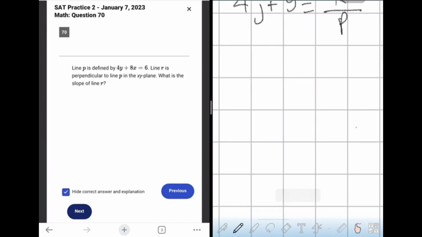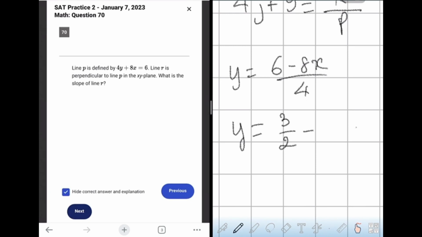We have the line P. We will put it in the right side, must be y equal 6 minus ax over 4, and then we will have y equal 3 over 2 minus 2x, and they ask about the slope of line R, and line R is perpendicular to line P.